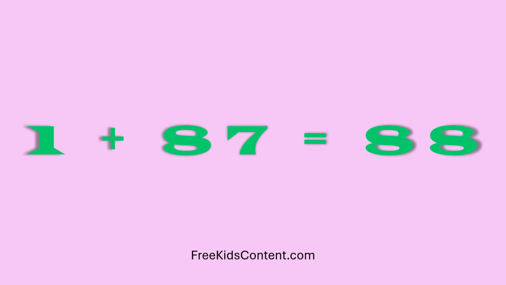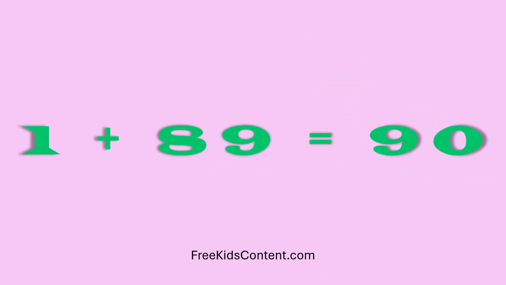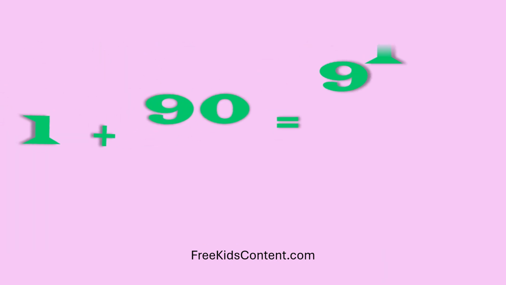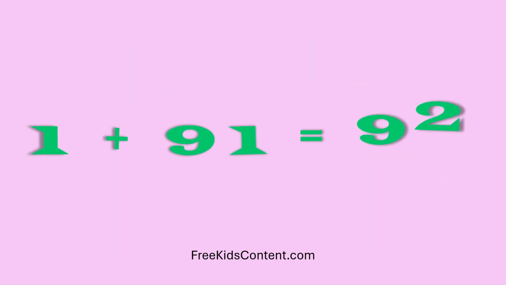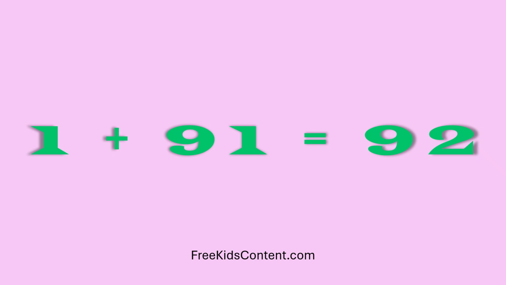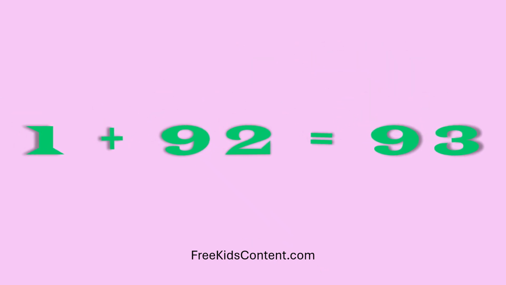1 plus 87 is equal to 88. 1 plus 88 is equal to 89. 1 plus 89 is equal to 90. 1 plus 90 is equal to 91. 1 plus 91 is equal to 92. 1 plus 92 is equal to 93.